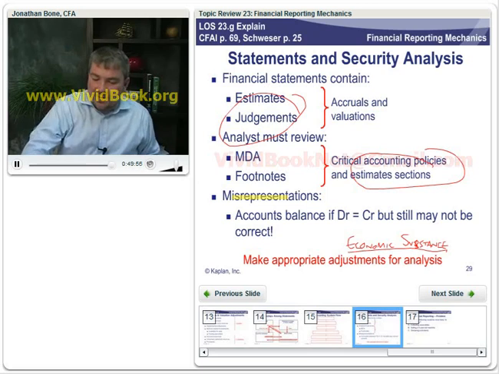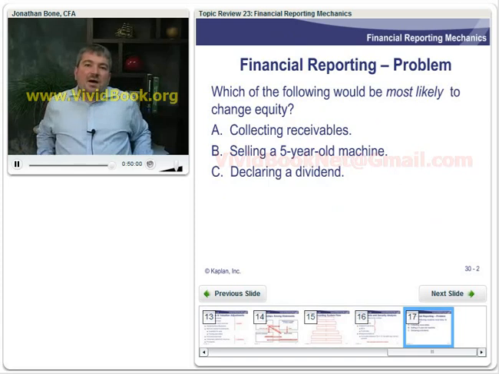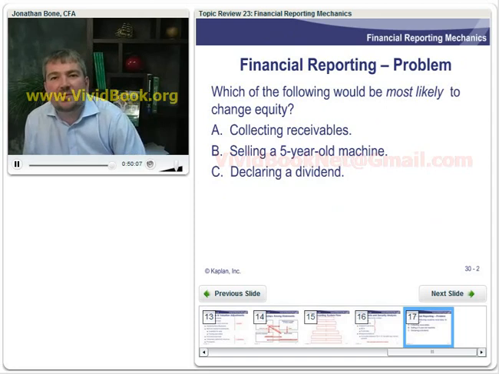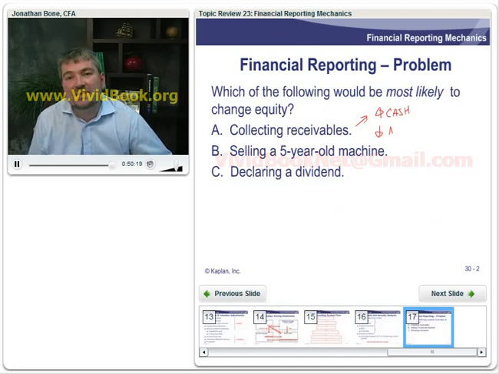Okay, let's have a quick look at a financial reporting problem. Which of the following would most likely change our stockholders' equity? Collecting our accounts receivable. Well, let's think about the double entry there. If we collect accounts receivable, up goes cash, down goes accounts receivable, which are both assets. So up goes an asset, down goes an asset. Nothing happens. So that's not going to change equity or liabilities.